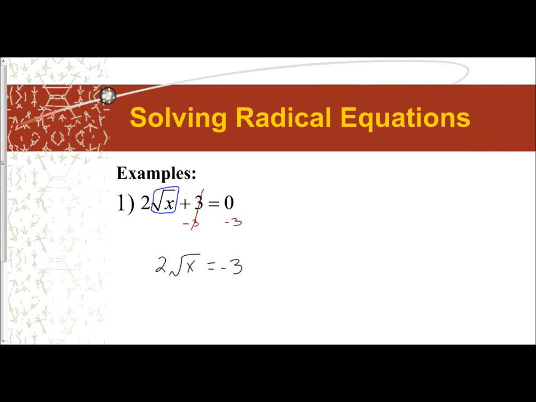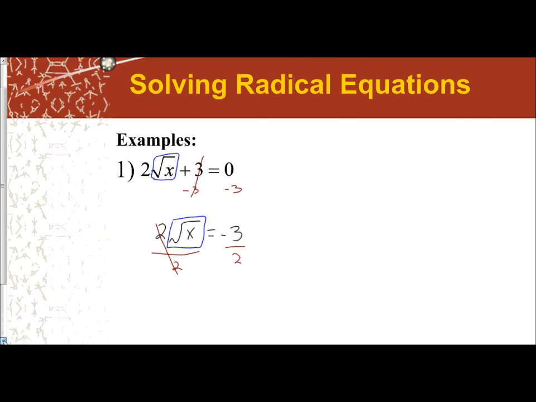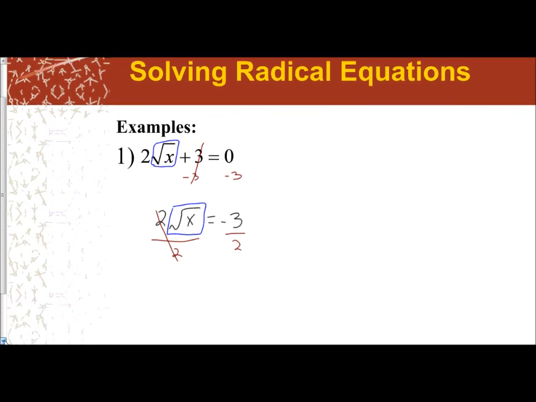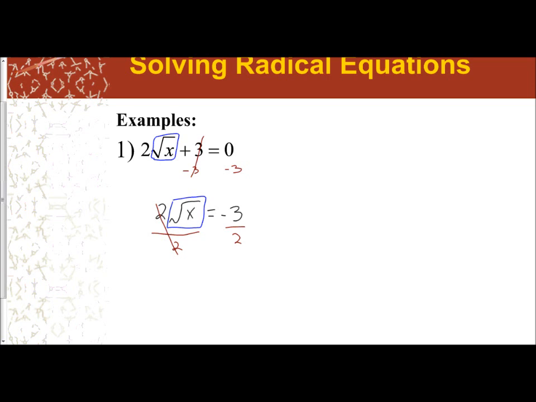I'm still trying to isolate this object, and I see it's being multiplied by 2. So what I'm going to do is divide both sides by 2. And so I'm going to get the square root of x equals -3 halves. The square root of x equals -3 halves. And so where do I go from here?